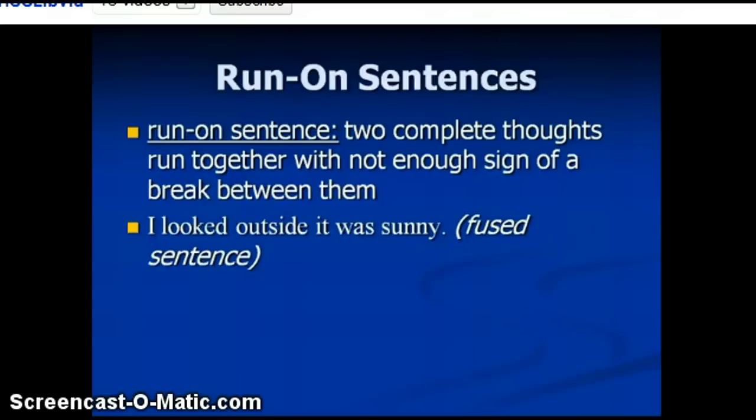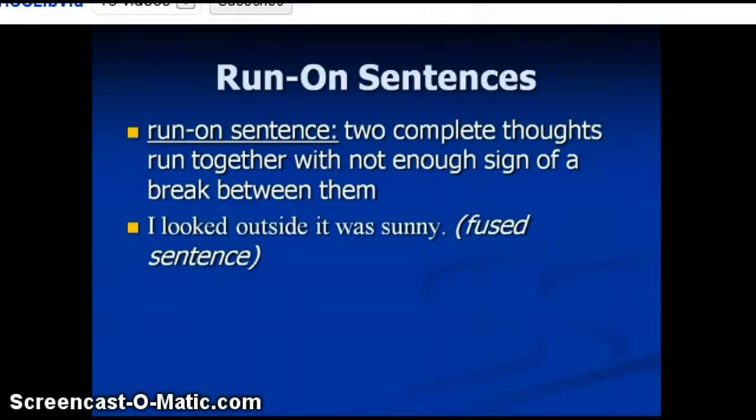We have an example here of one kind of run-on sentence, and that's called a fused sentence. And you can see here we've got, I looked outside. Well, that's a complete sentence right there. I looked outside. We have a verb, looked. We have a subject, I. That's one thought. We have a second thought here. It was sunny. Again, we have a verb, was, and we have its own subject, it. But we don't have anything connecting these two thoughts. So this is called a fused sentence.